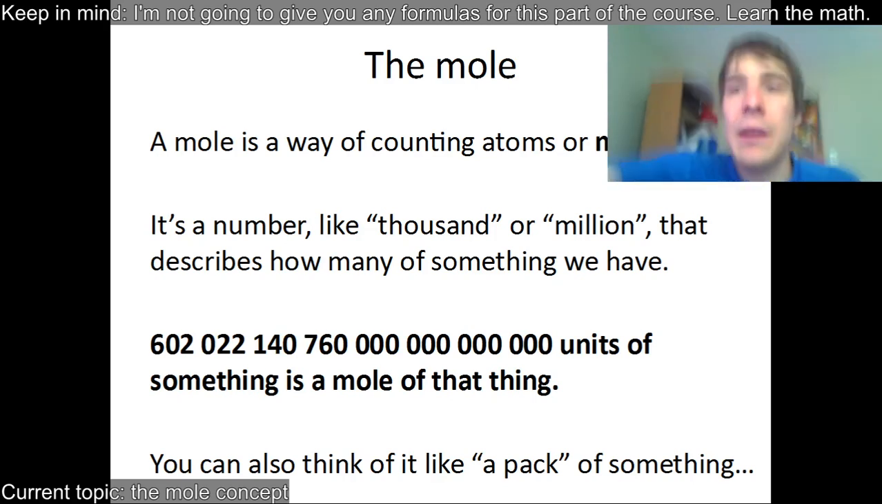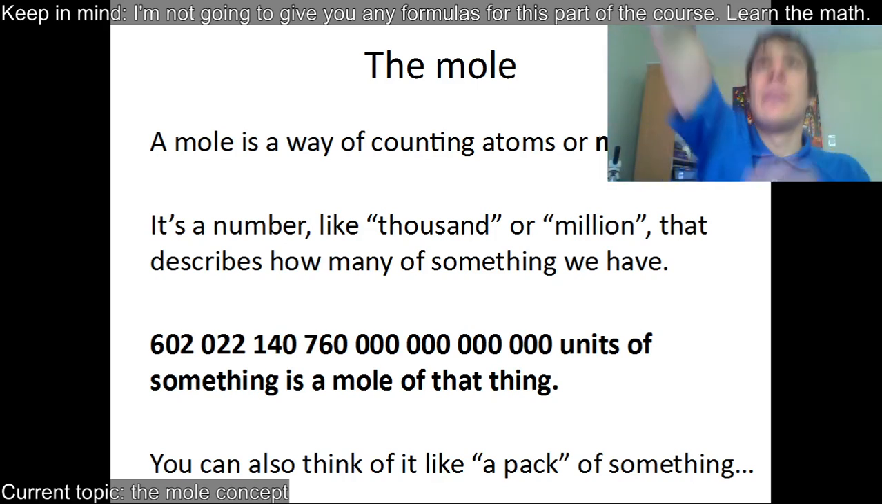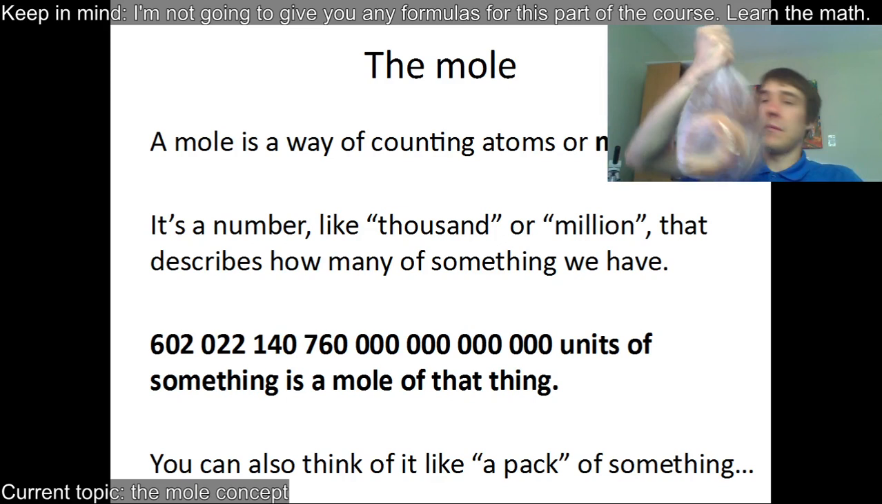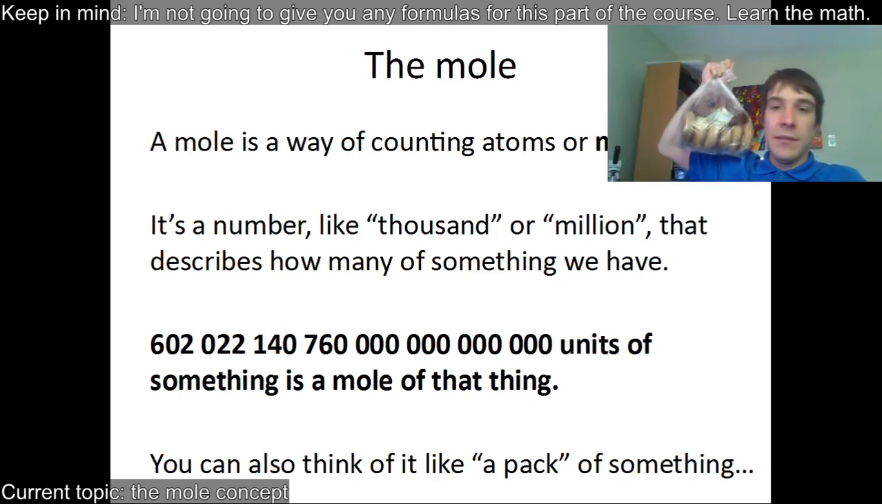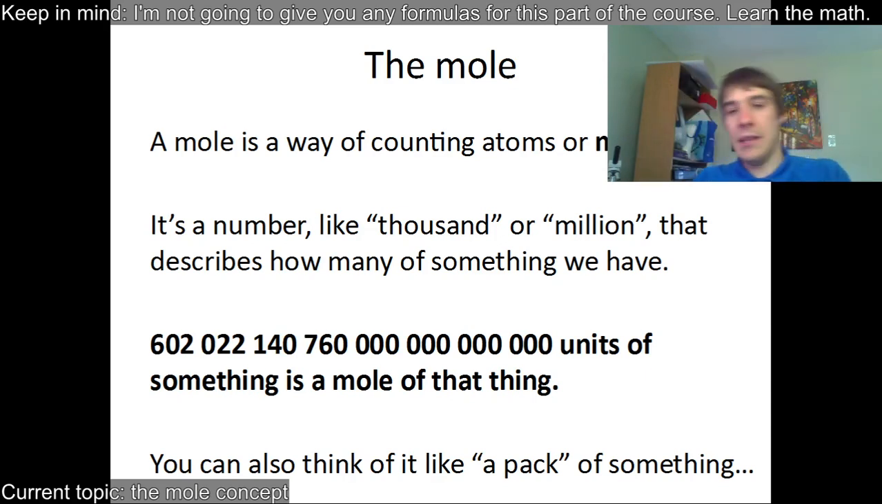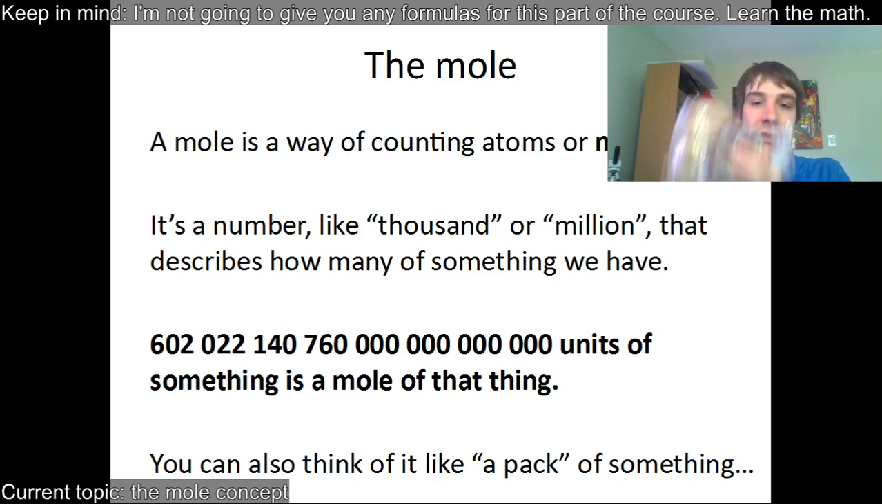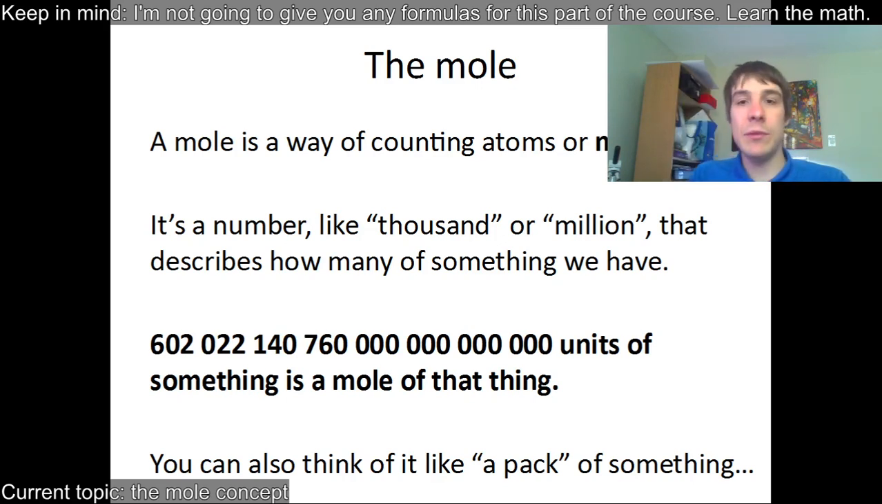Or my favorite thing to compare it to, bagels. I buy bagels by the dozen. I go into the shop, I say, give me 3 dozen bagels, and they give me 36 bagels. I use this shortcut, dozen, because bagels come in packs of 12, or maybe 6. You can have half a dozen, you can have 0.5 dozen. But everybody understands what a dozen is, and that's what the mole is to chemists.